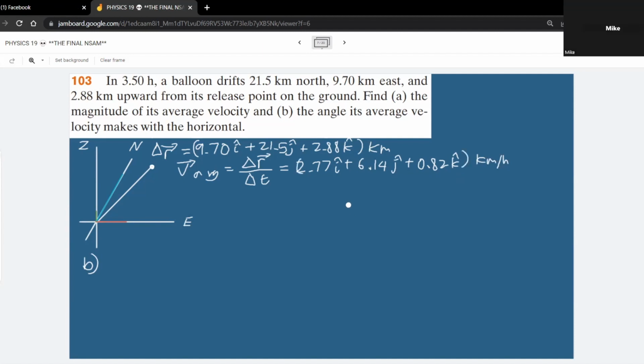Okay. Ngayon, yung magnitude ng average velocity, ano naman yan? It's really just the triple. Is there a term for that, yung parang three-dimensional distance formula? There must be a term for it. Or is it just the distance formula in three dimensions? Yan yung usual na magnitude square ng vector. So 2.77 square.